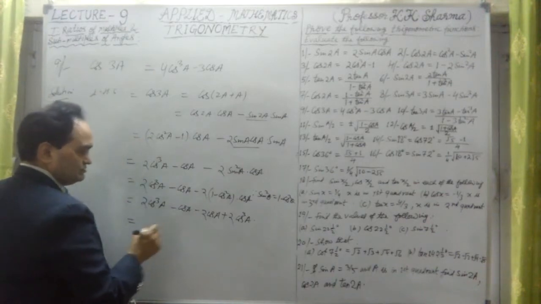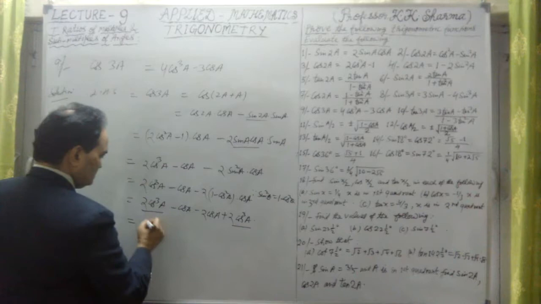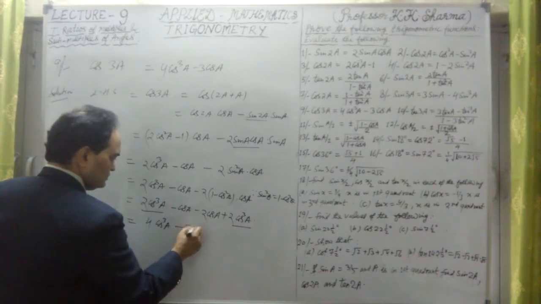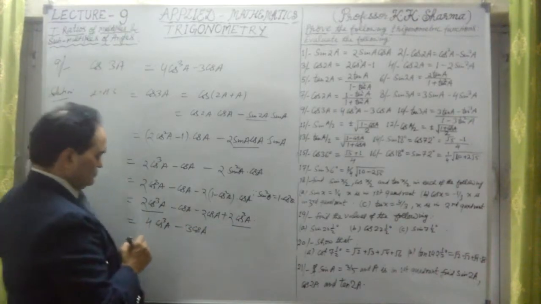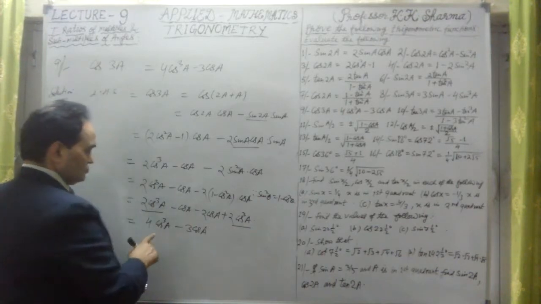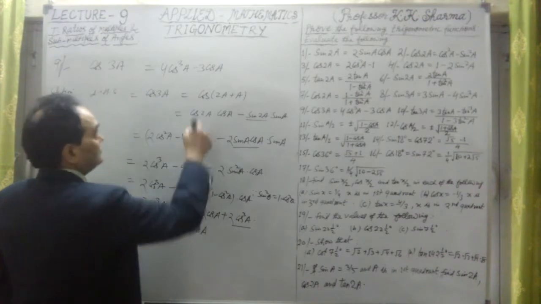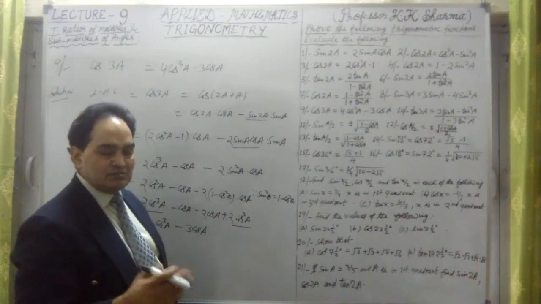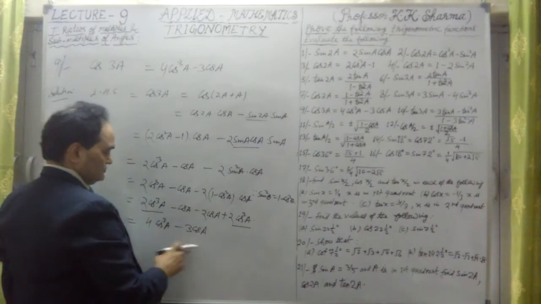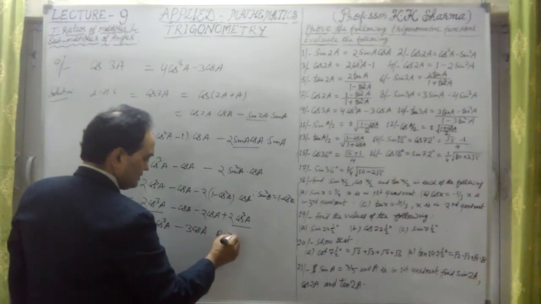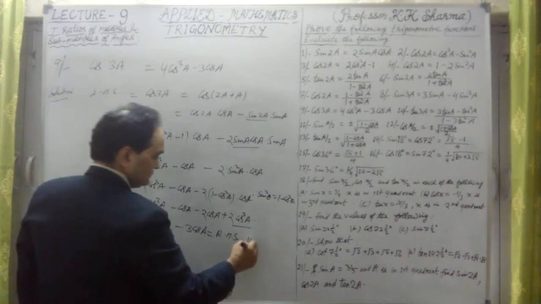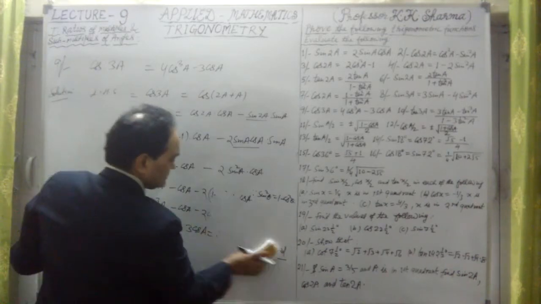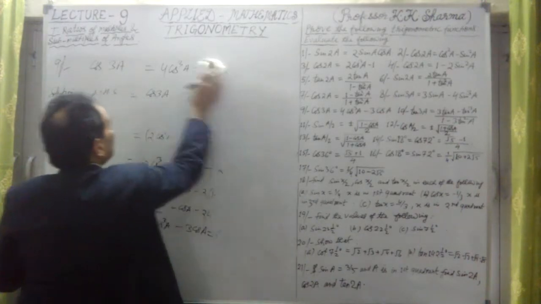Now adding the like terms: 2 cos cube a and 2 cos cube a make 4 cos cube a, minus cos a minus 2 cos a, which is 3 cos a. So 4 cos cube a minus 3 cos a is the answer here. Converting every term into cos, we get the result of cos 3a in terms of cos. This is the formula we wanted to prove, which has been proved here. Question number 9 completed.